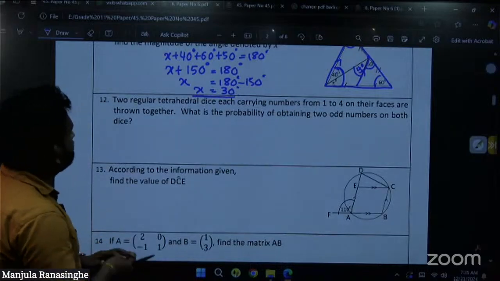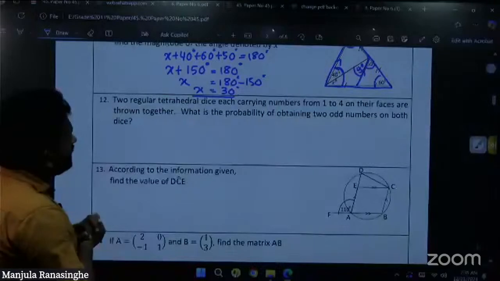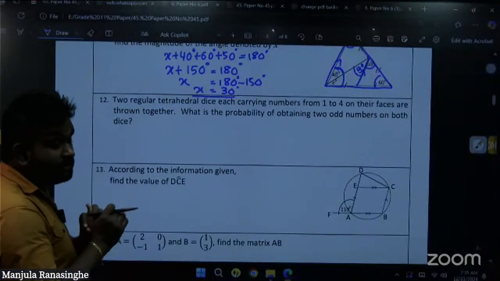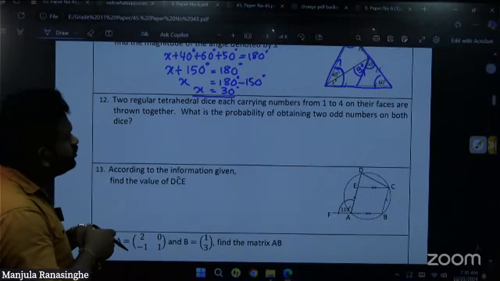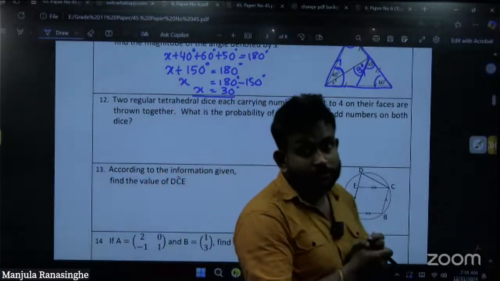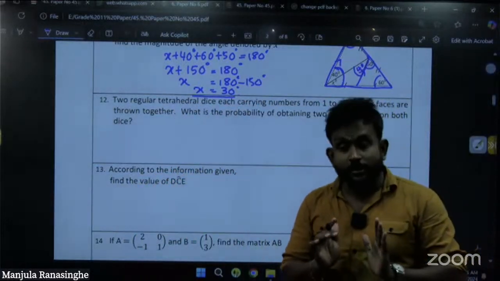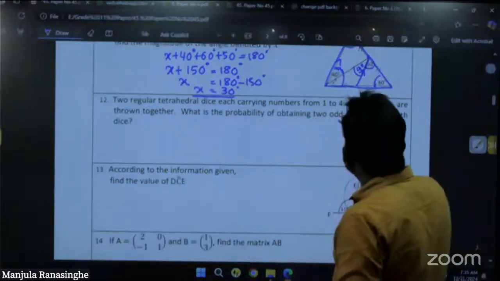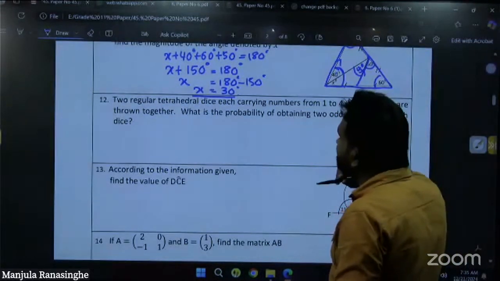Two regular tetrahedral dice, each carrying numbers from 1 to 4 on their faces, are thrown together. Right, two events. What is the probability of obtaining two odd numbers on both dice? That is another question where the prediction is sometimes incorrect. Now, what is the math concept? What is the probability of obtaining two odd numbers on both dice?